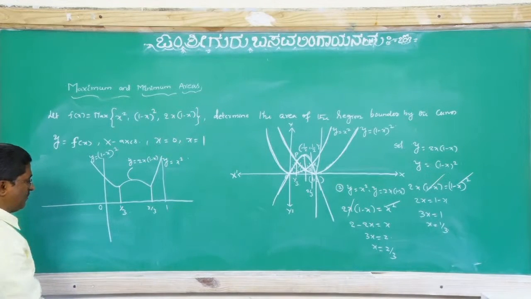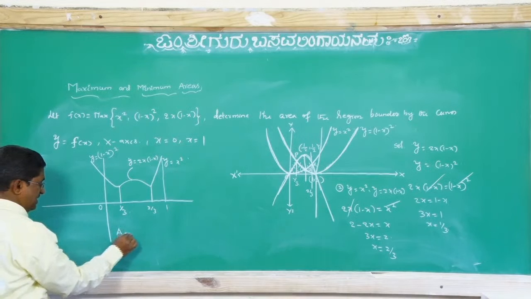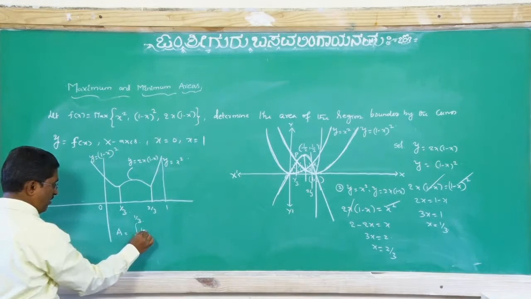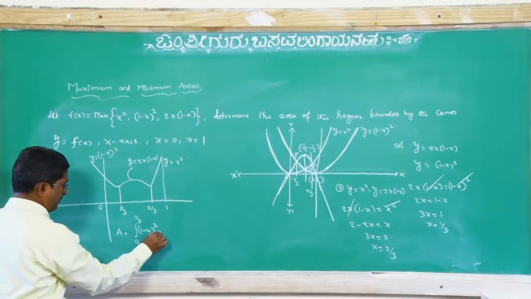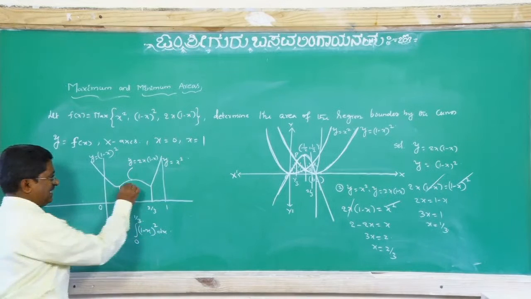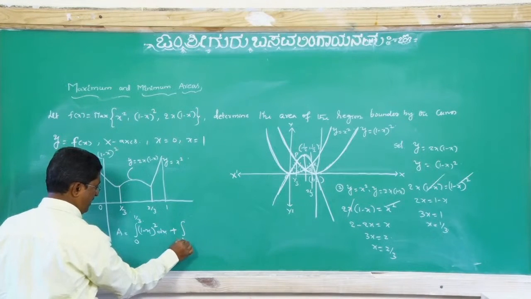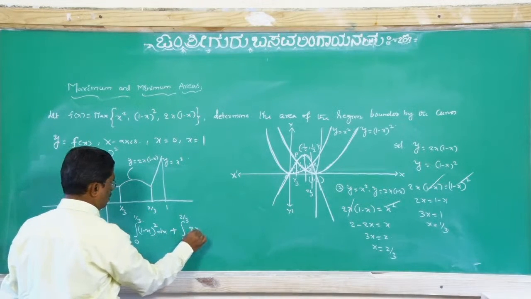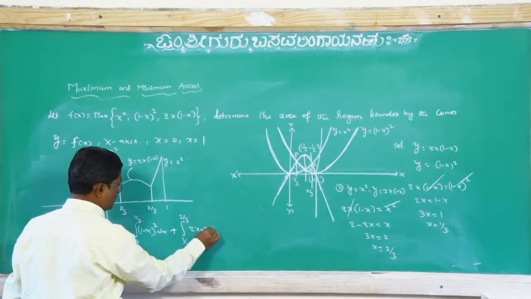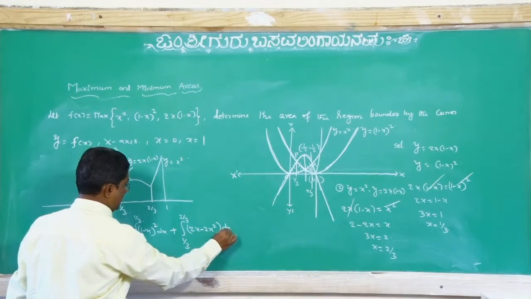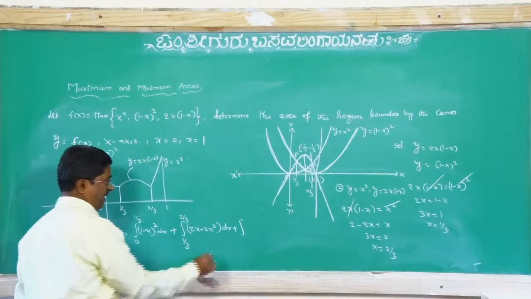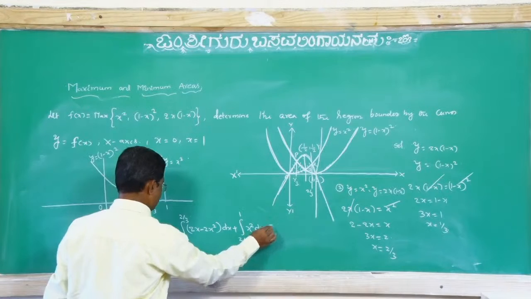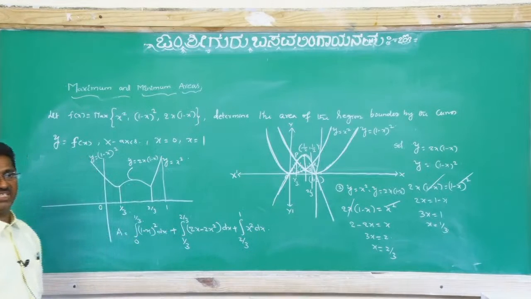So now the maximum area of the function: A is equal to the integral between 0 to 1 by 3 of (1 minus x) whole square dx, plus the portion of the area between 1 by 3 to 2 by 3, which means the integral of 2x minus 2x square dx, plus between the interval 2 by 3 to 1, the integral of x square dx. Just integrate, we get the required solution.